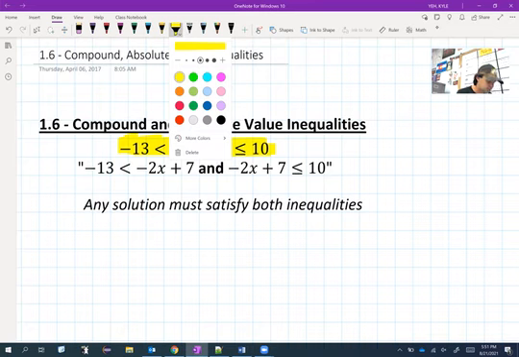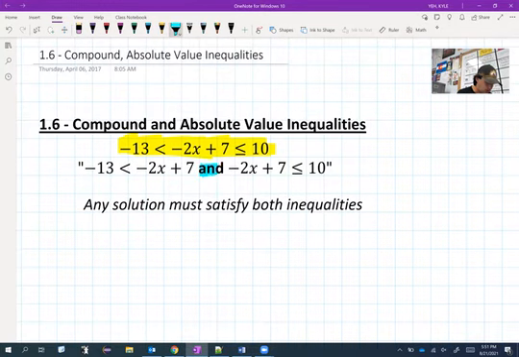But it's also pretty common to throw this word and in and kind of repeat the middle part. What this triple inequality says is that negative 13 needs to be less than negative 2x plus 7 and negative 2x plus 7 needs to be less than or equal to 10. And any solution that we find has to satisfy both of those inequalities, those separate ones. So how do we solve this?